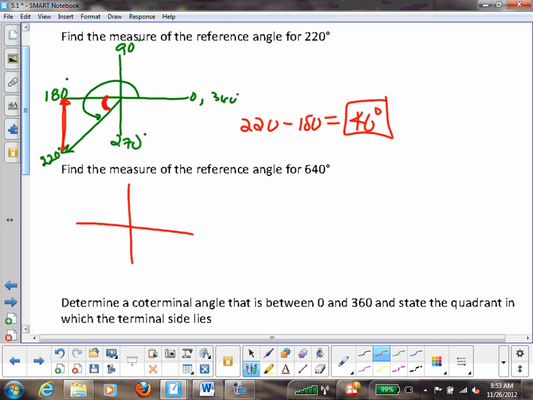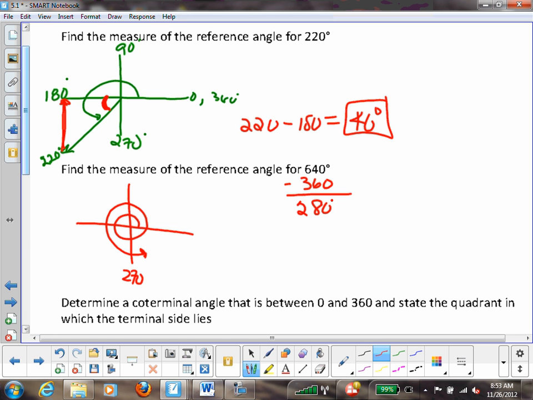All right, find the measure of the reference angle for 640. Well, how many rotations is 640? Well, we can subtract 360, right? And what do we get? 280. All right, so we know that we're going to go around once. And where are we going to end up if we're going to do another rotation of 280 degrees? In the third quadrant? In the fourth quadrant, right here, right? Just a little bit past 270 degrees.